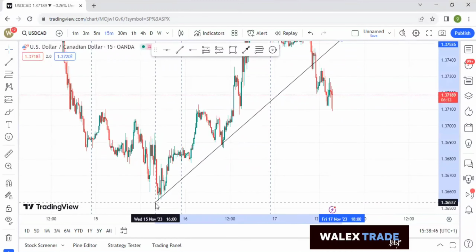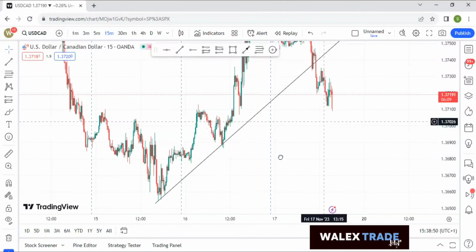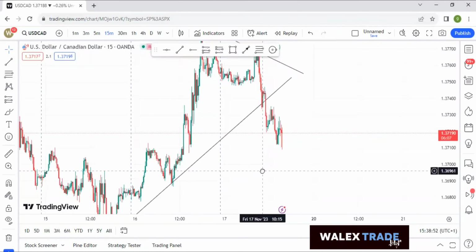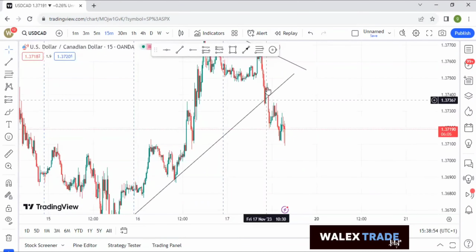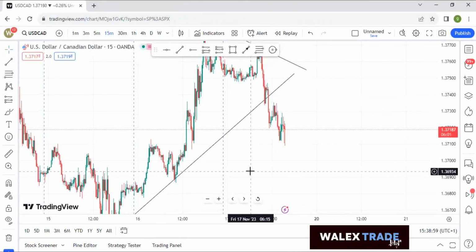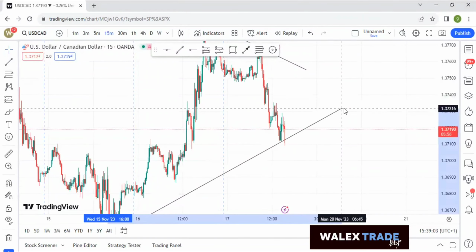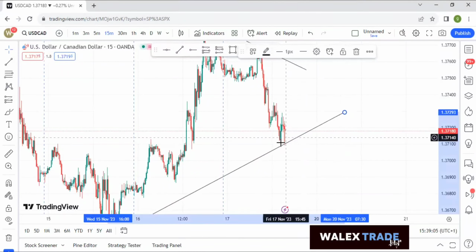Sorry, this is 1, this is 2, that means it's a valid trend line. Don't get this wrong. You can see this one is already broken. This is a broken trend line. So for you to make it relevant to this current market, you adjust it to this current low, from this one here.